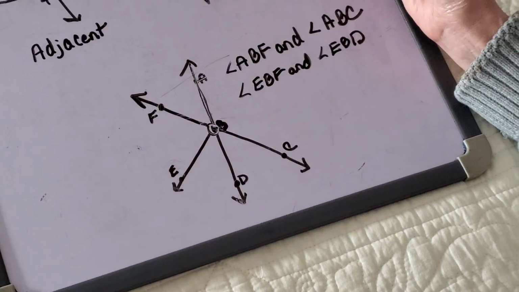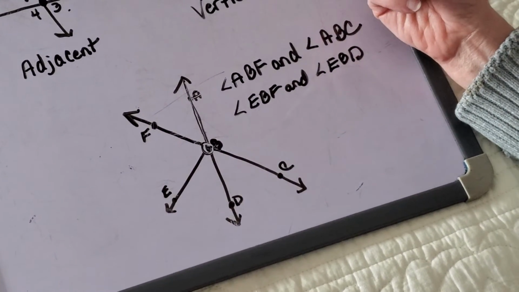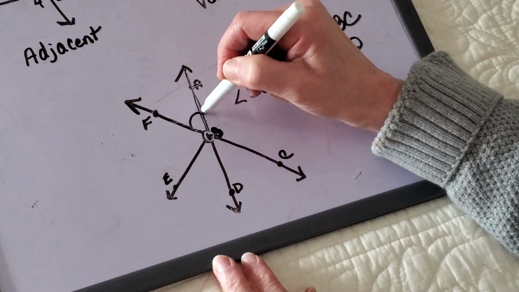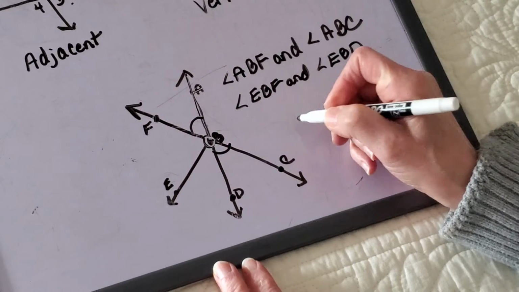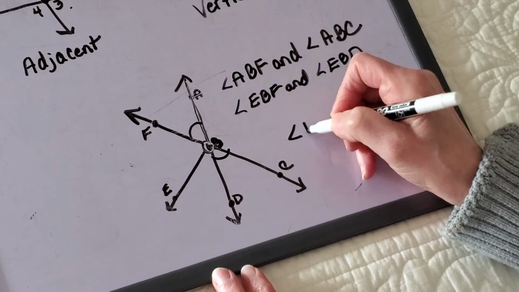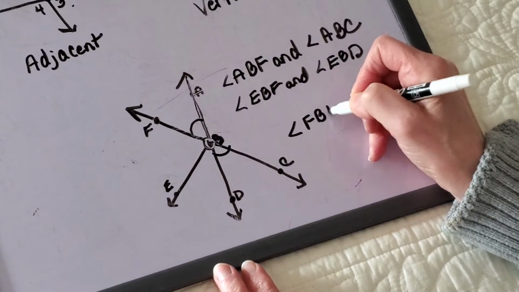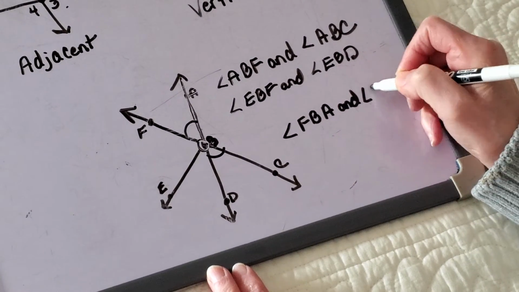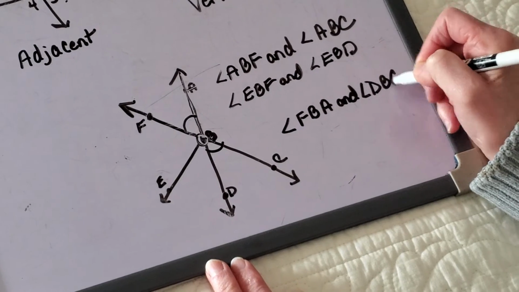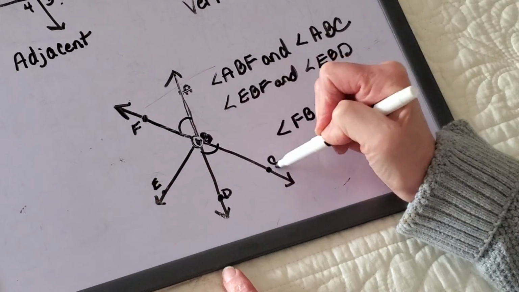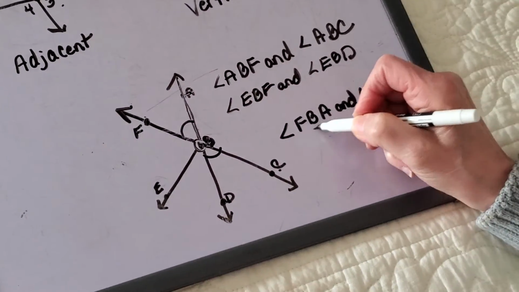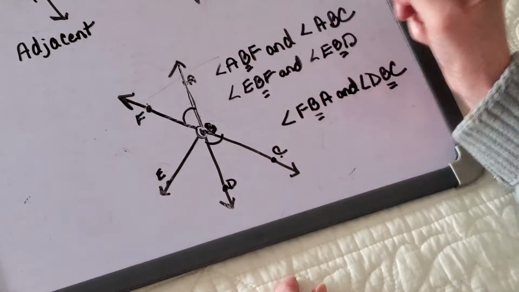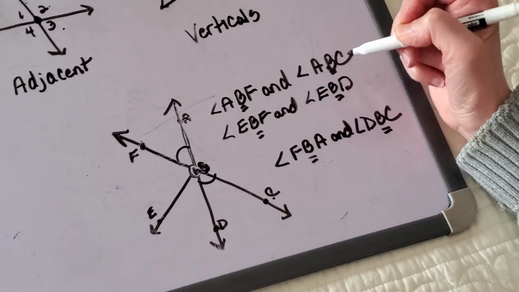If I'd like to identify a pair of vertical angles, there's only one pair of vertical angles, and the vertical angles are here and here. Vertical angles would be angle FBA and angle DBC. DBC, FBA, they both have B in the middle. As a matter of fact, all these angles have B in the middle to identify that it is the vertex.